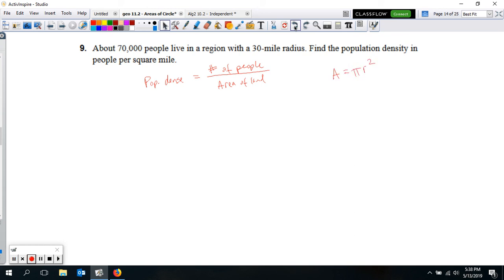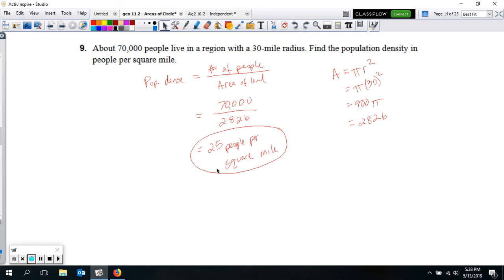So we're going to use our area formula. 30 is the radius, so 30 squared is 900 times pi, and just 900 times 3.14 would give us 2,826. And it says that there's 70,000 people, so that's the number of people. The area of land is that 2826 number. So 70,000 divided by that 2826 number would give us approximately 25 people per square mile.